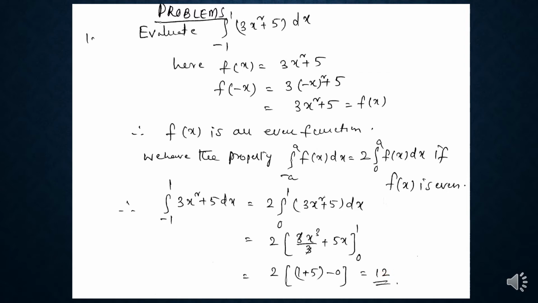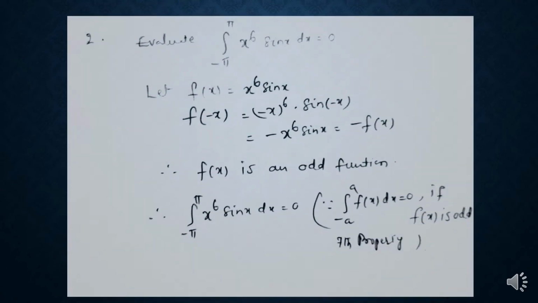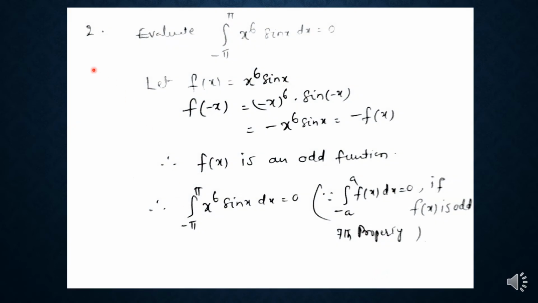So now coming to the next problem. Second problem, evaluate integral minus pi to pi x to the power of 6 into sin x dx. So here also we can observe that the limits are minus pi to pi, minus a to a f of x dx. We can check whether it is even function or odd function. So what is the given integrand? f of x is equal to x to the power of 6 into sin x.